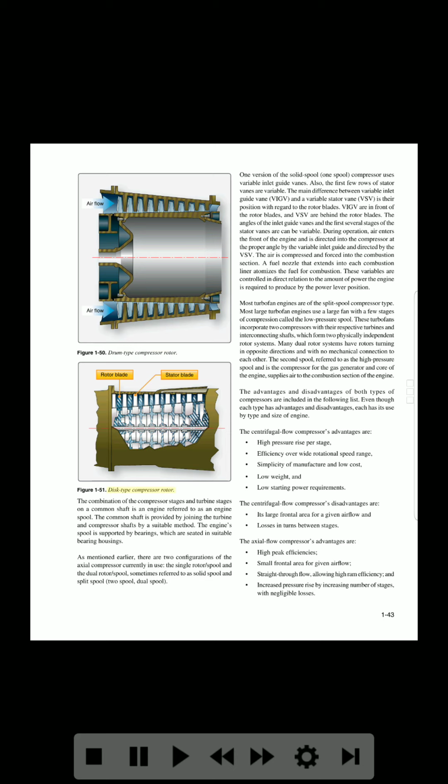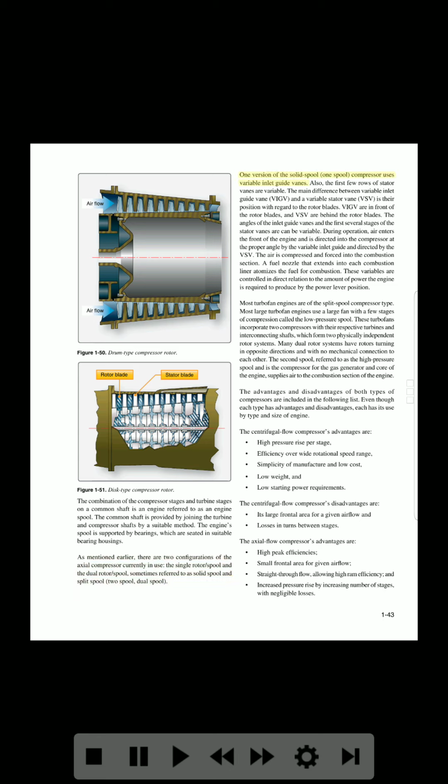The combination of the compressor stages and turbine stages on a common shaft is an engine referred to as an engine spool. The common shaft is provided by joining the turbine and compressor shafts by a suitable method. The engine spool is supported by bearings, which are seated in suitable bearing housings. As mentioned earlier, there are two configurations of the axial compressor currently in use, the single rotor/spool and the dual rotor/spool, sometimes referred to as solid spool and split spool, two-spool, dual spool.